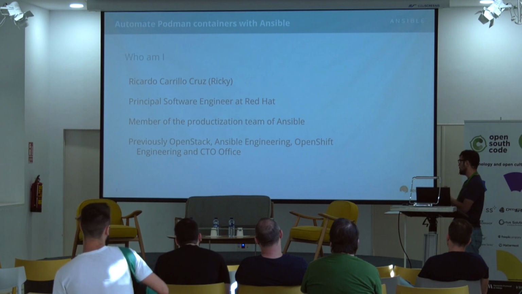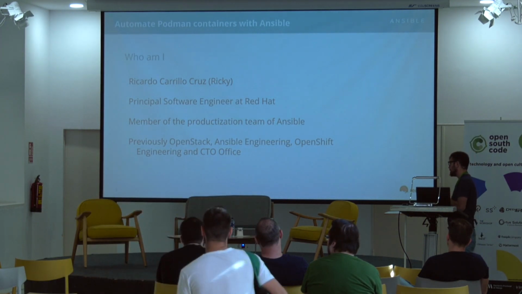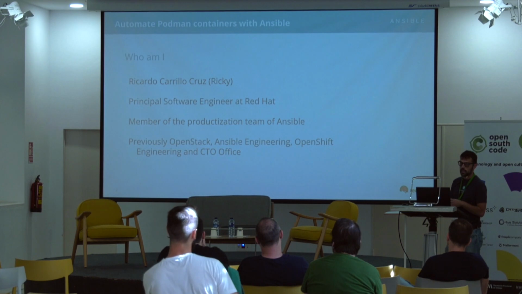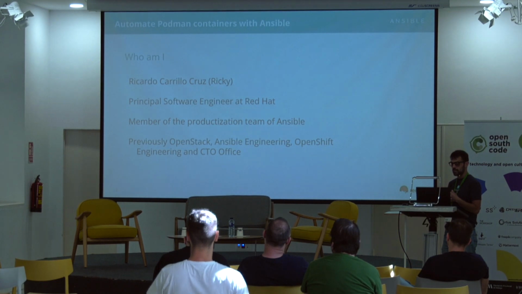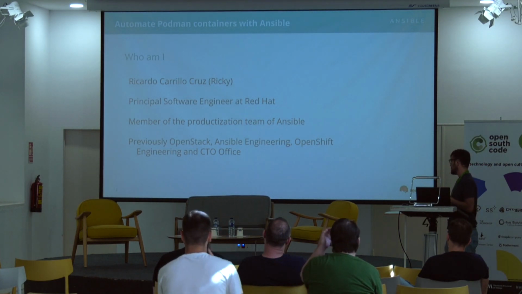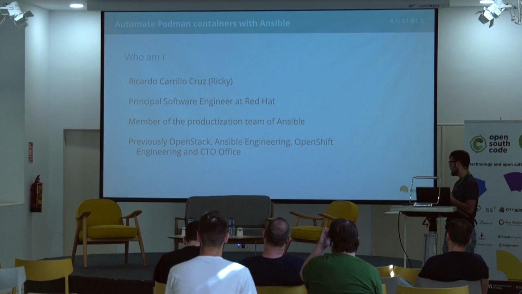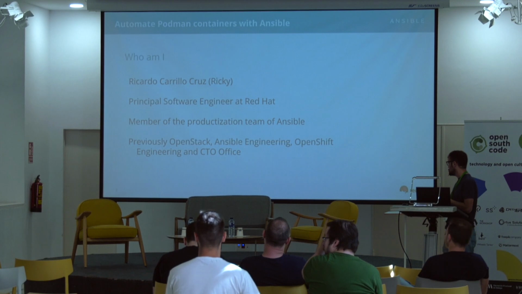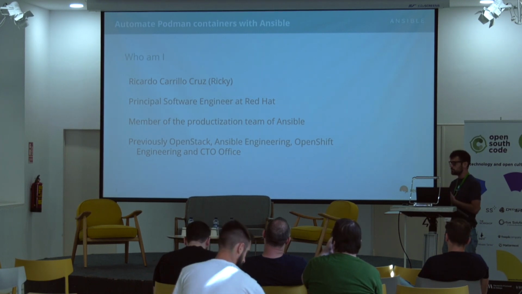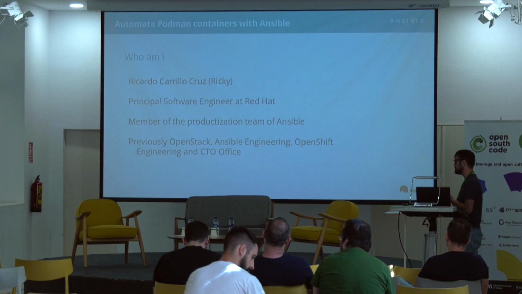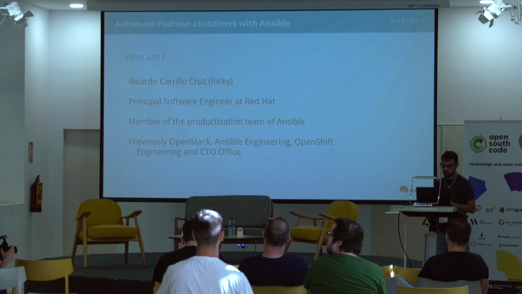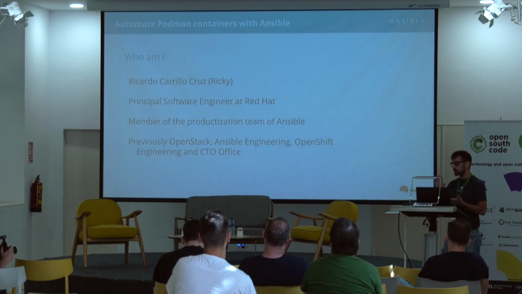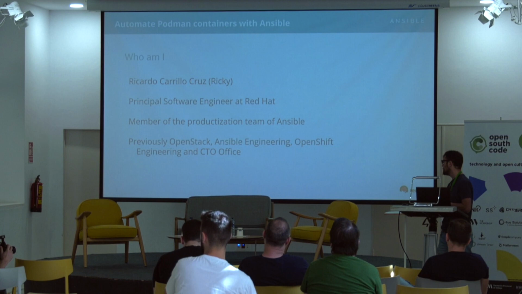Previously to that, I was working back in the day at HP. I was heavily involved with the OpenStack project. Then I joined Red Hat with Ansible. I was doing quite a few things there, mostly network automation, cloud, and CI/CD. Then I eventually moved to OpenShift engineering. I was part of the networking team. I was there for a couple of years. And in my role previous to this one, I was doing some telco stuff at the CTO office.